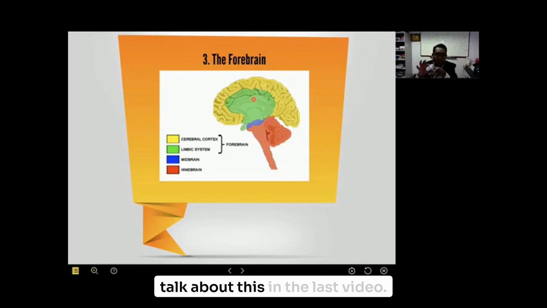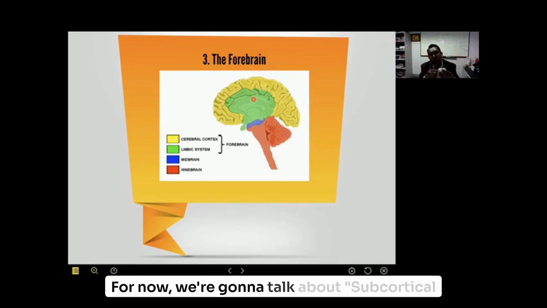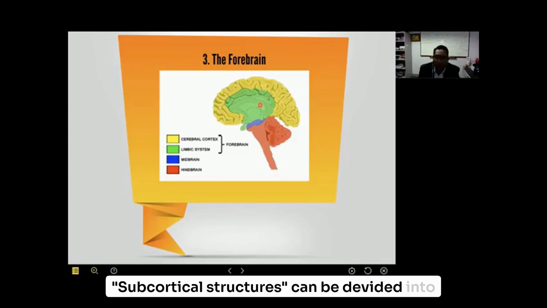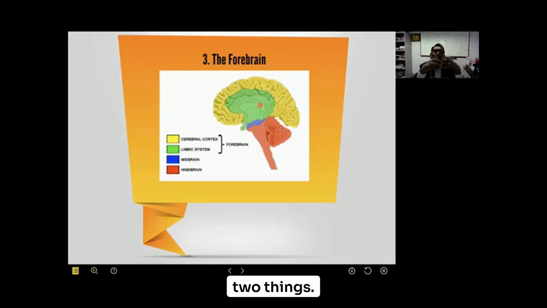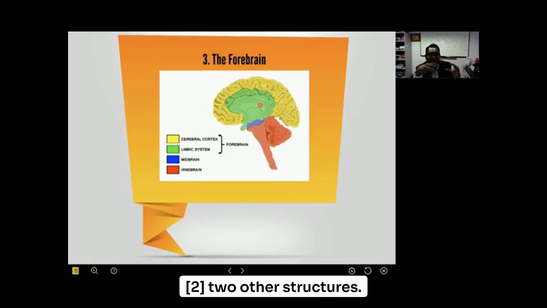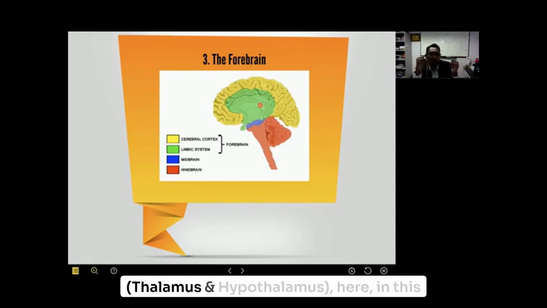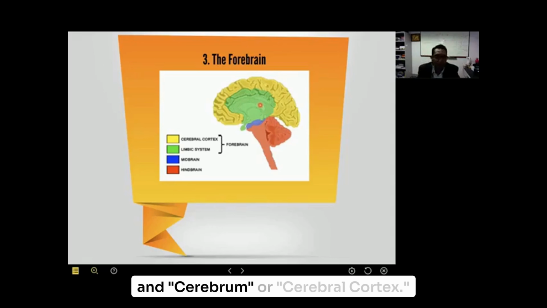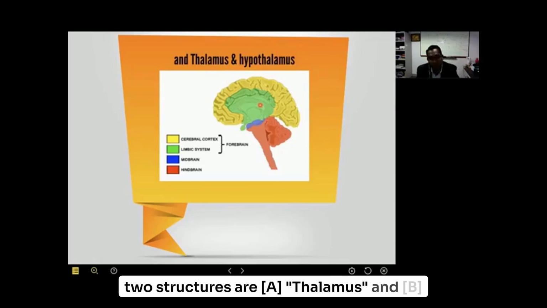And we'll talk about this in the last video. For now, we're going to talk about subcortical structures. Subcortical structures can be divided into two things. Some or most of these subcortical structures are closely linked and work together to form a system called the limbic system. And in addition to the limbic system, there are two other structures. We'll talk about those two other structures in this video. And in the next videos, we'll talk about the limbic system and the cerebrum or cerebral cortex.